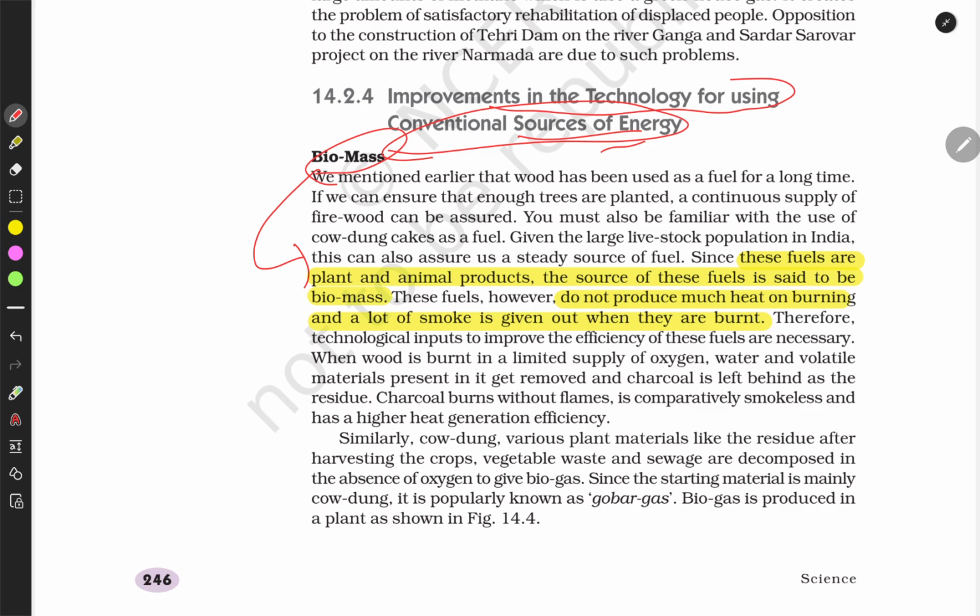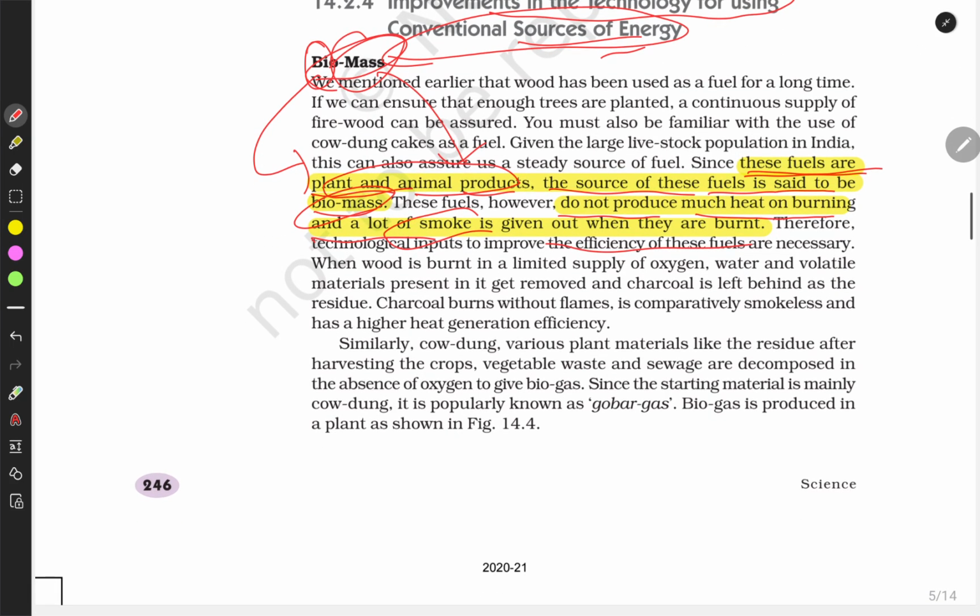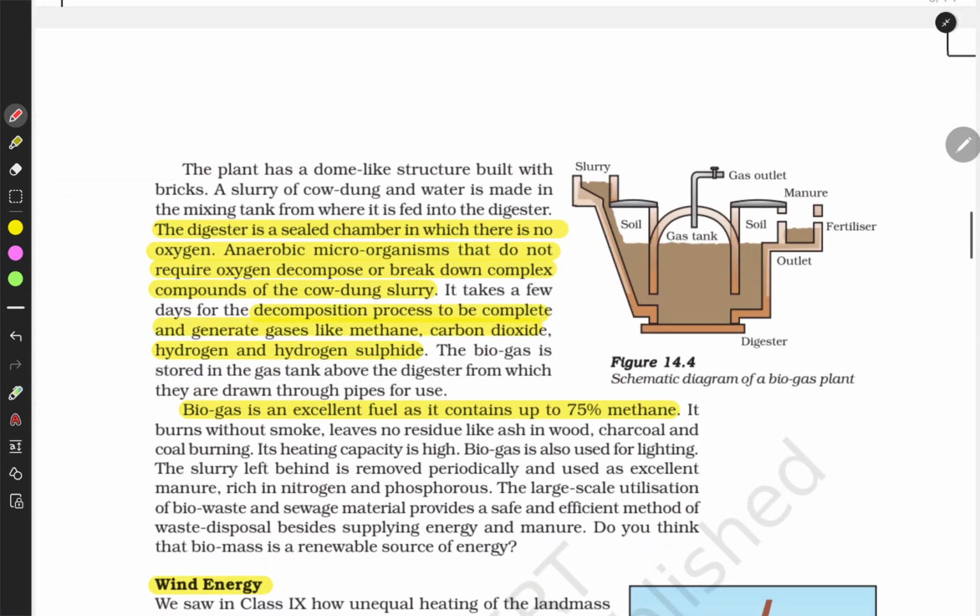It's from biomass. And what is it actually? These fuels are what plants and animals produce, and the source of these fuels has to be biomass, because bio means life, and mass means you can say produce. However, they do not produce much heat on burning, and a lot of smoke is given out. Gobar gas is one of the best examples of biomass.